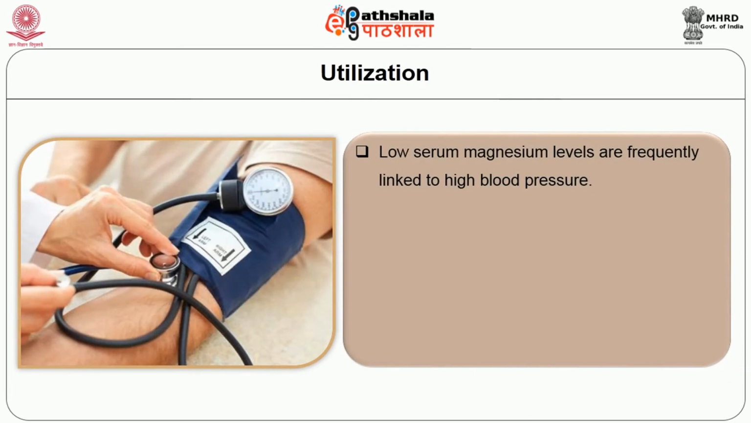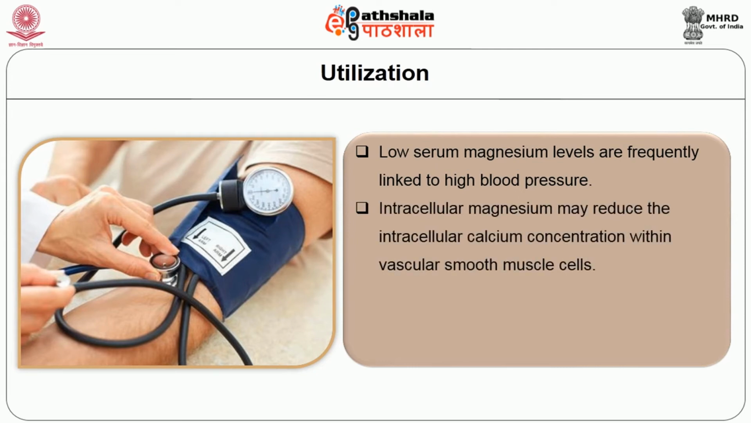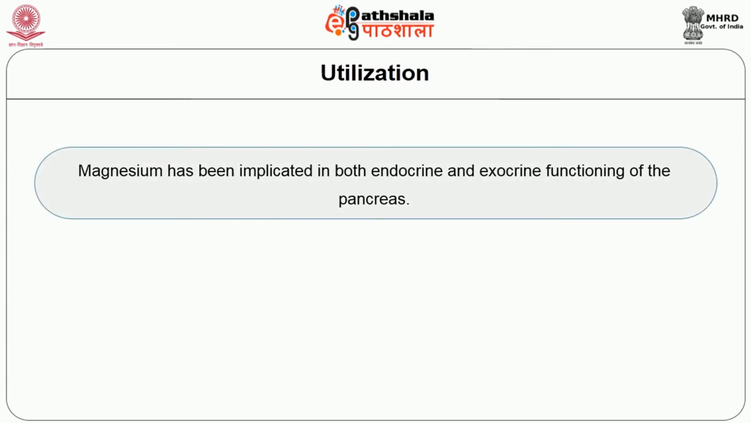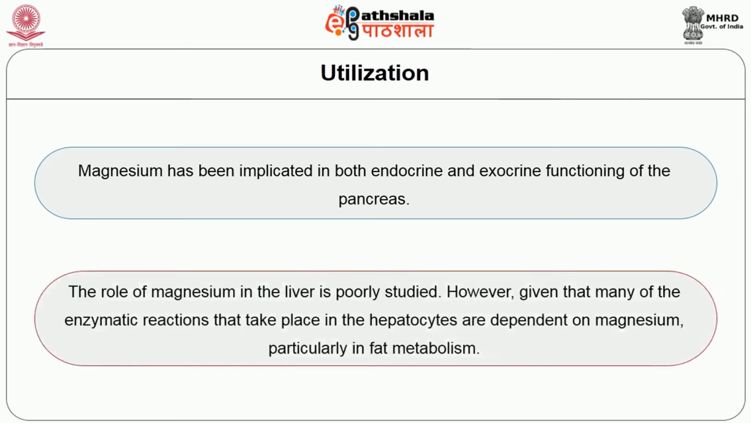Low serum magnesium levels are frequently linked to high blood pressure. Intracellular magnesium may reduce the intracellular calcium concentration within vascular smooth muscle cells. This magnesium-induced vasodilation is thought to be a mechanism by which magnesium alters blood pressure. Magnesium has been implicated in both endocrine and exocrine functioning of the pancreas. The role of magnesium in the liver is poorly studied.